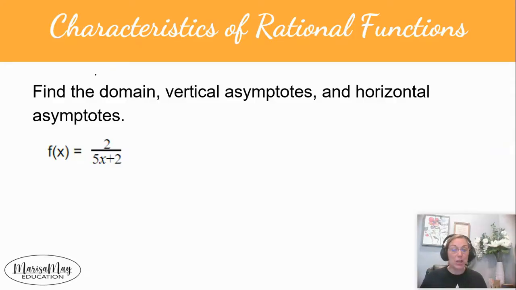In this video, we're going to take a look at some characteristics of rational functions. Those are simply functions that have a fraction in them, and the variable is in the denominator. And we're going to be looking for the domain, the vertical asymptotes, and the horizontal asymptotes.